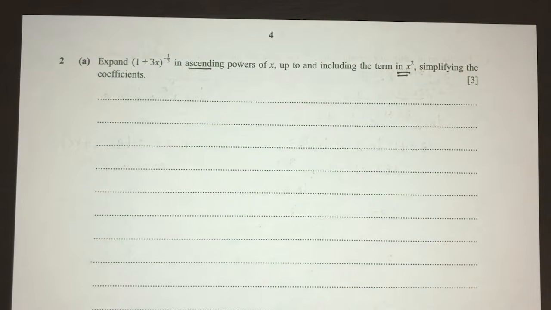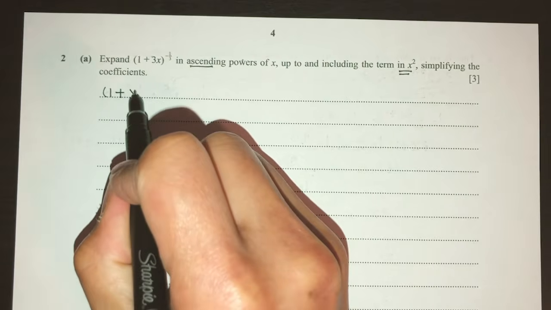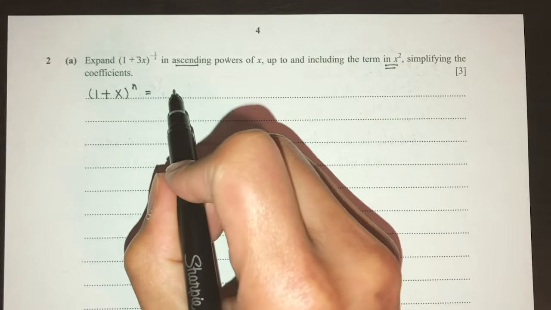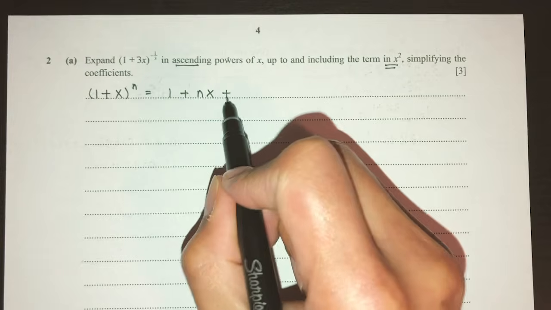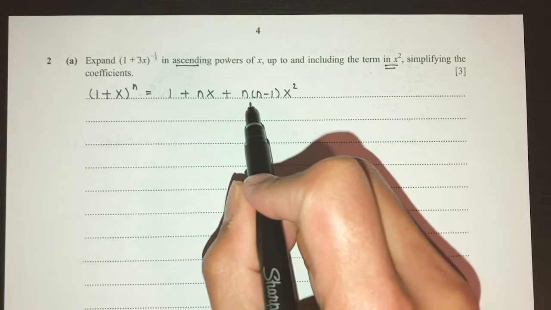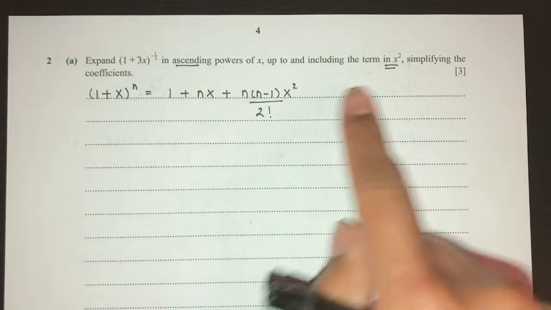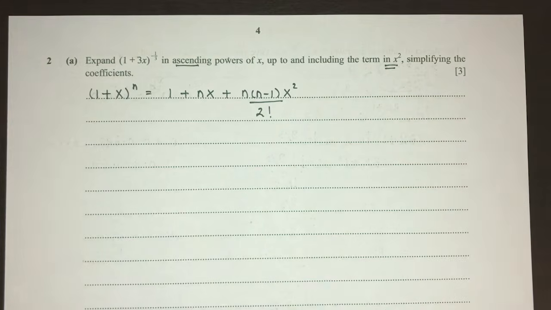So let's write this down. On your formula sheet, you will see it says (1 plus x) power n is equal to 1 plus n times x plus n times (n minus 1) x squared divided by 2 factorial. We can keep going, but here we don't need to because we only care about the term in x squared. So we can just stop right here.